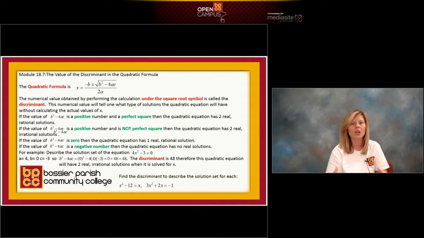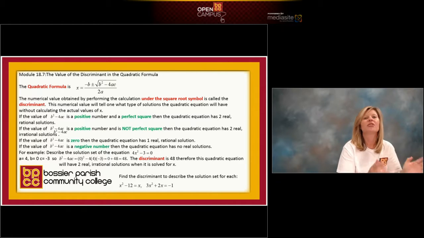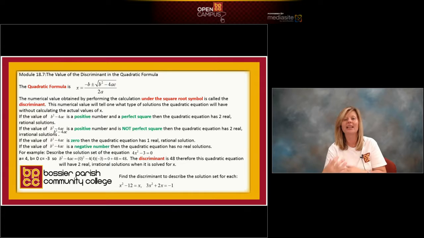So, the moral of the story is this. If you're asked to solve for x, then you have to work the whole quadratic formula. But if you're asked just to describe the types of answers you would get for x, you only have to work the part of the formula that's under the square root, the b squared minus 4ac. And it's given a special name. It's called the discriminant. Let's go to the whiteboard now.